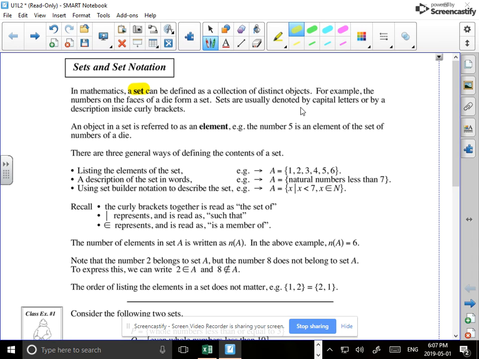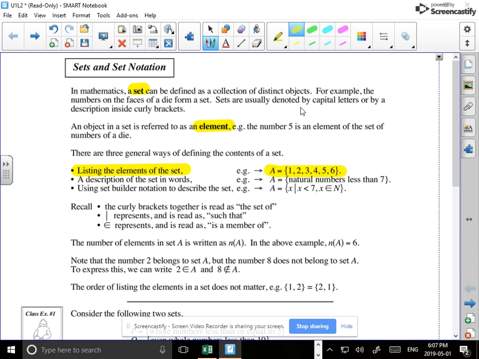Sets are usually denoted by capital letters or by a description inside curly brackets. So that's going to be looking like one of those down there. An object in a set is referred to as an element. So 5 is an element of the set of the numbers on a die. There are 3 ways of defining the contents of a set. Number 1, all the elements. So that's A equals {1, 2, 3, 4, 5, 6}.